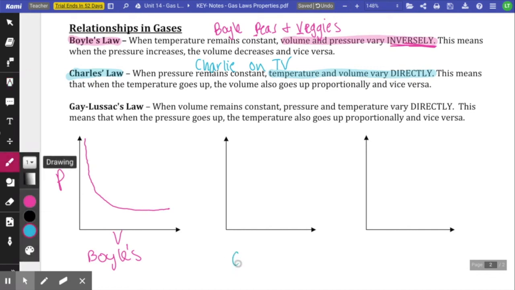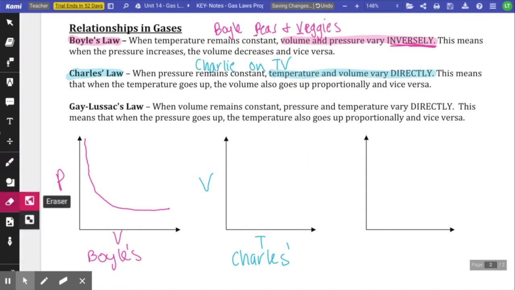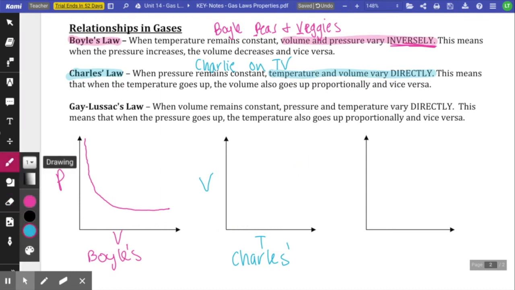All right, so let's draw Charles's law down here. Charles's law, temperature and volume. As one goes up, the other goes up as well. That should be a straight line, but man, I'm bad at drawing. There you go. It's beautiful.